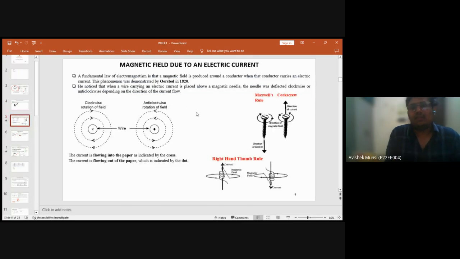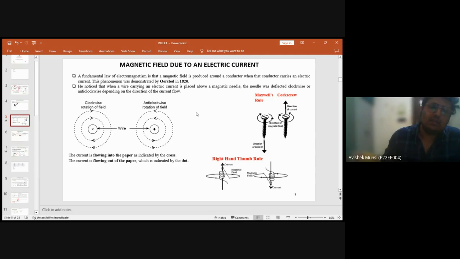Next is the magnetic field due to an electric current. Whenever there is an electric current flowing, there will be the production of a magnetic field, and vice versa. Whenever there is a magnetic field, it will also produce an electric current. That is the electromagnetic theory, based on which there are a lot of rules we can follow.